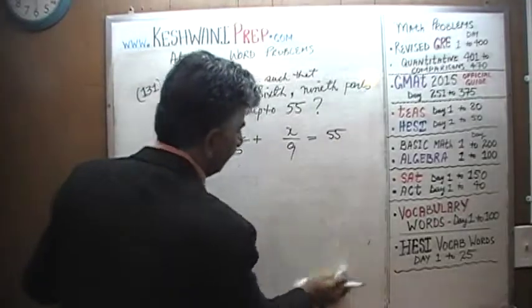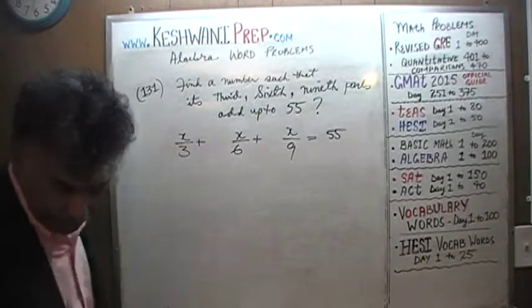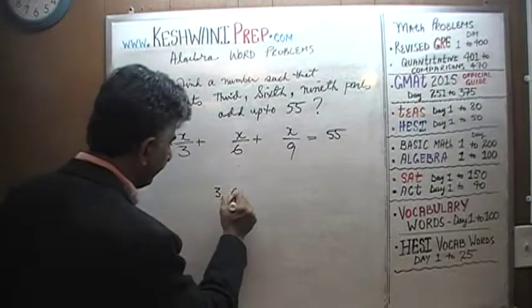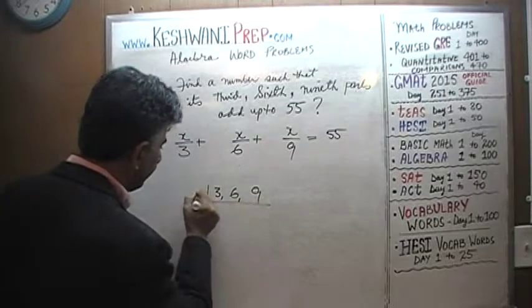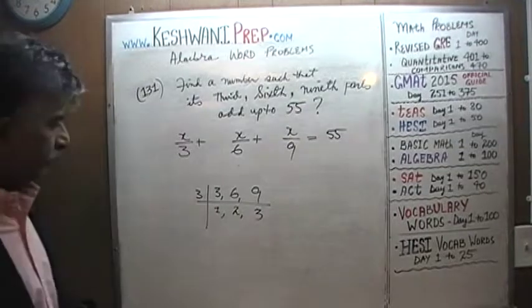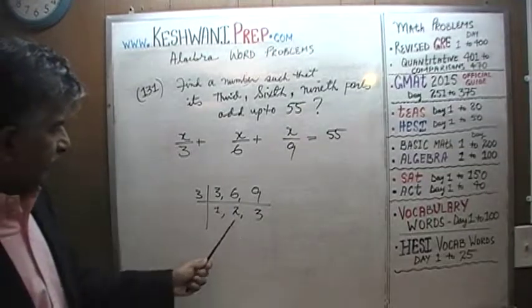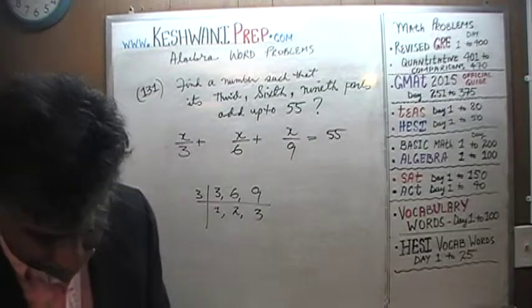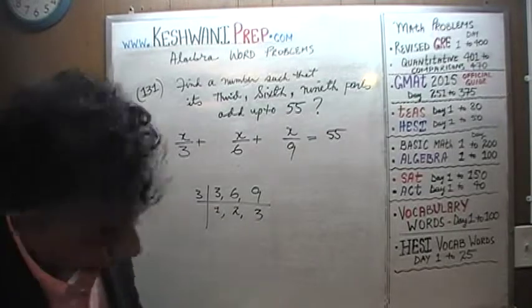As always, we need to have a common denominator. We need to find the least common multiple. So we have a 3, a 6, and a 9. Everything goes into 3, so we end up with 1, 2, and 3, and that's where the story ends. 3 times 3 is 9, 9 times 2 is 18. We need the common denominator of 18. That's the least common multiple that we can find.